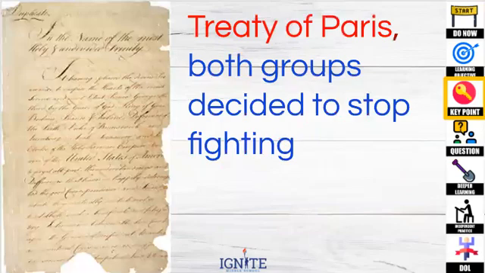So both groups, the colonists and the British, decided to stop fighting, and they both signed the Treaty of Paris. We know that a treaty is just an agreement. So both groups signed this agreement, this Treaty of Paris, to say the war is over and the American colonists have won.